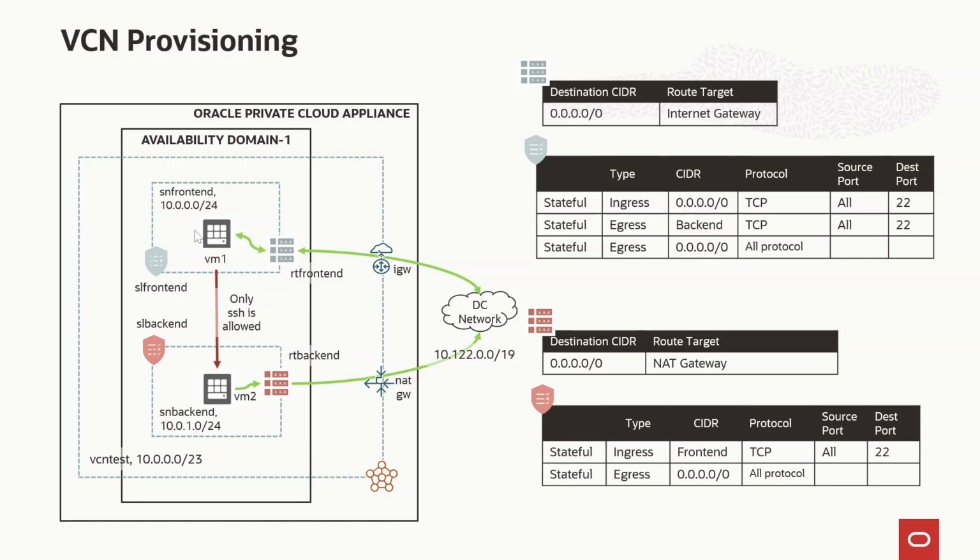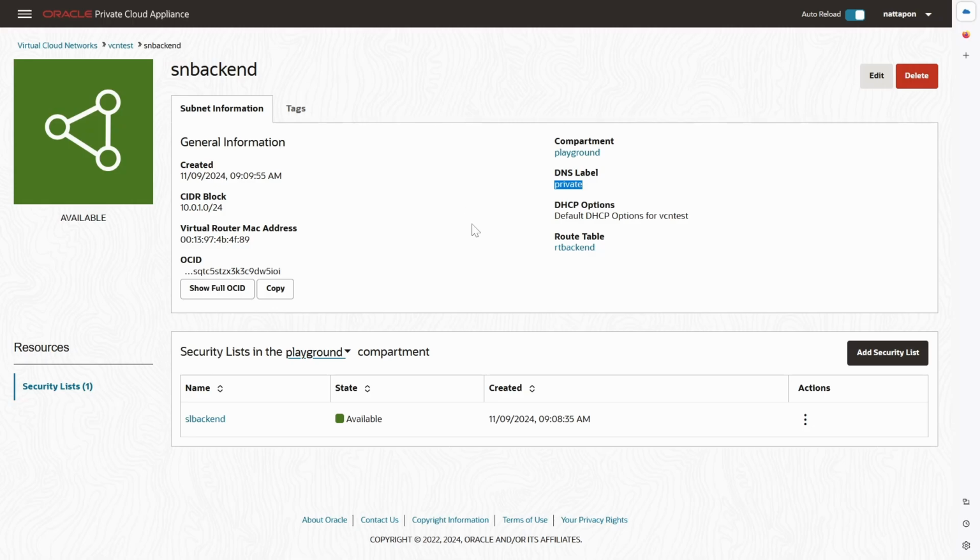We will create VM1 and VM2. VM1 will sit in the front end, and VM2 will sit in the backend, and we will try to SSH into VM1 from our network. And from VM1, the only thing that you can do, per the firewall rules here, is SSH into VM2.